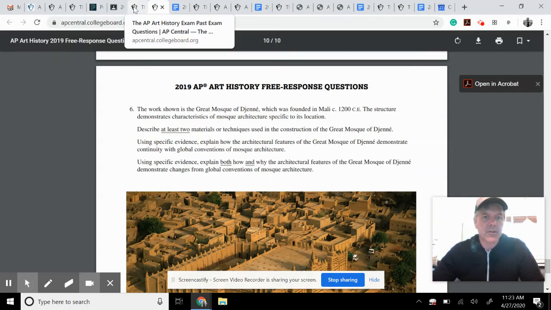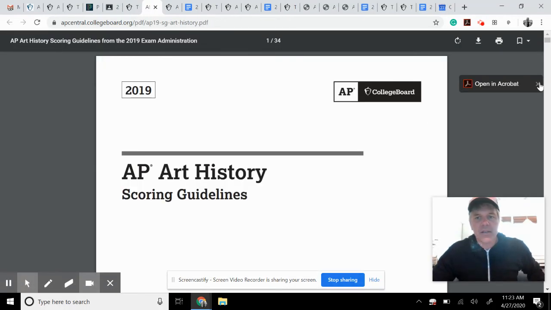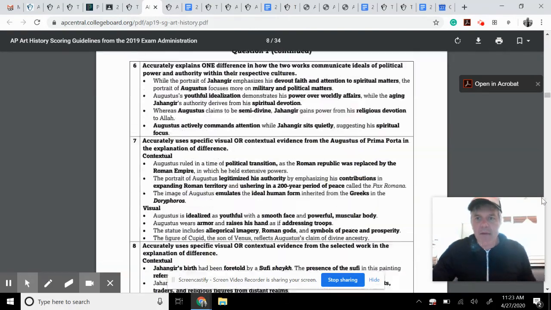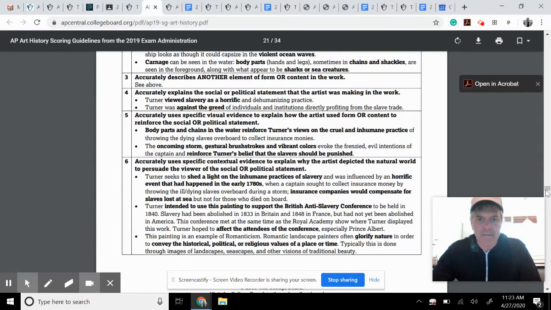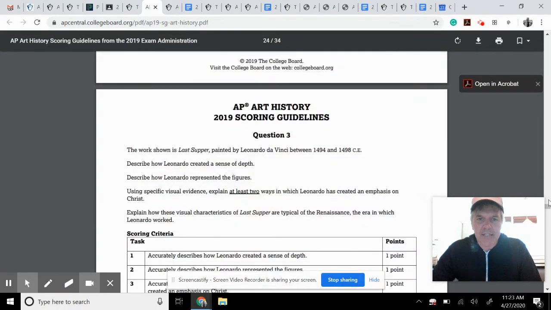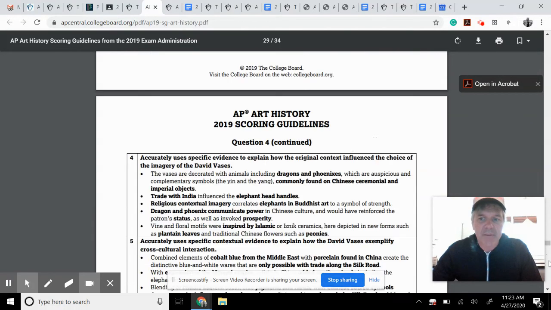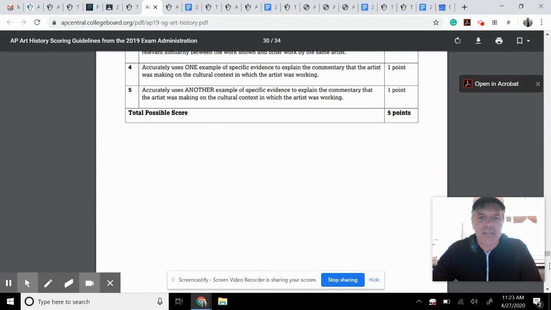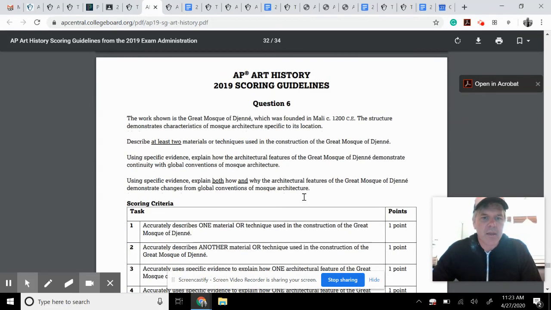Okay, so going back to the scoring guidelines for this one, you click on there. You go all the way down to the bottom, because that'd be question 6, okay? And I'm mentioning all this because you're going to have something to write about on Wednesday. It would be really nice to be prepared and to look over some of these things. Who knows, okay?